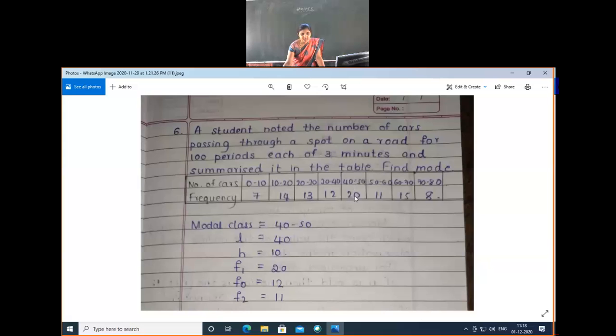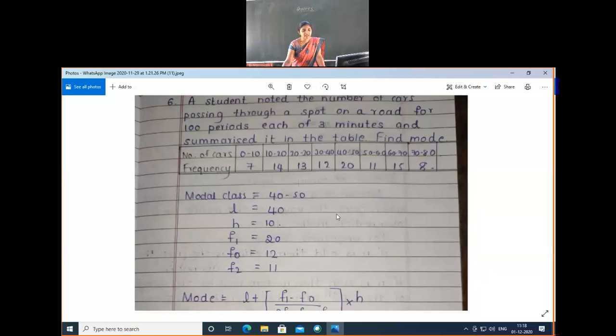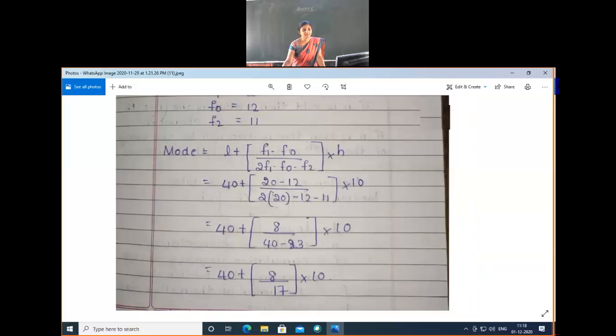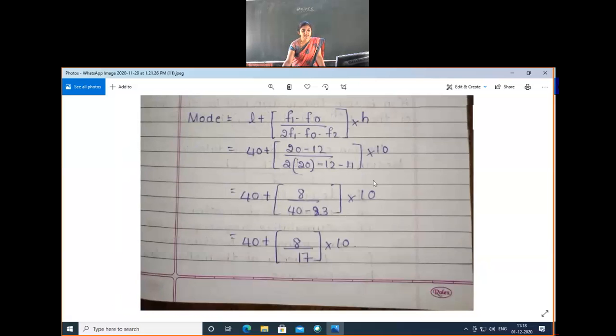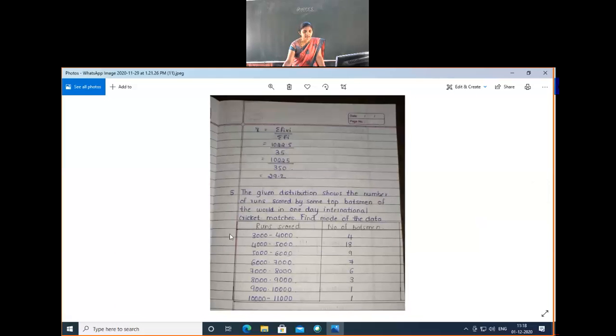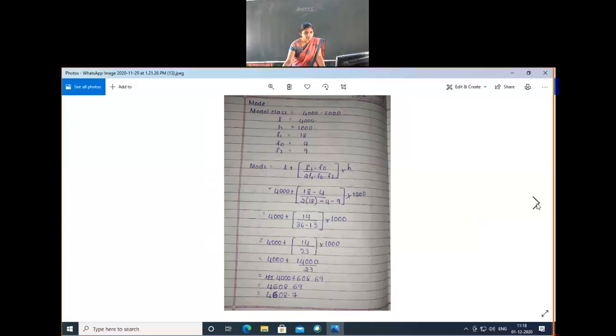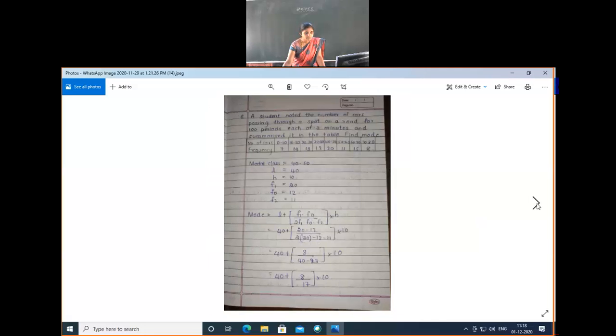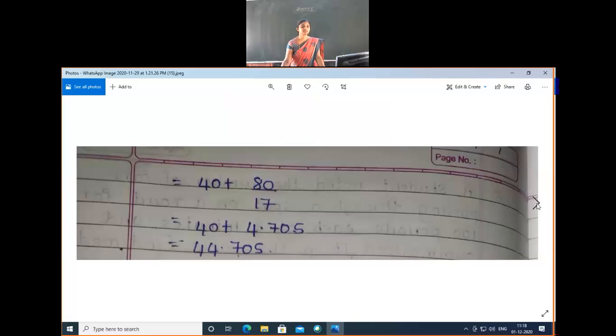Here you are observing this 20 is the highest number. So modal class is 40 to 50. 40 to 50 is the modal class. Then 20 is F1. F1 is 20. Then F0 is 12. Then F2 is 11. H is 10 and L is 40. Just substitute the value here. So what answer will you get?